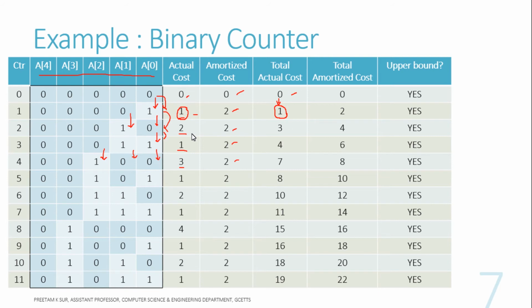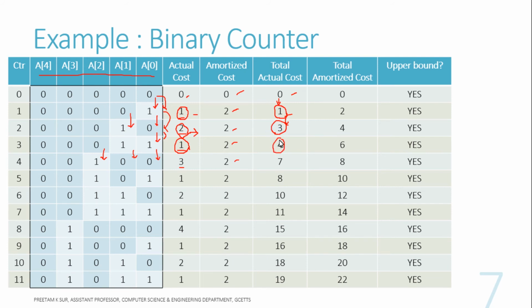In the next operation we have an actual cost of 2, right? Previously we had an actual cost of 1, which will be added to this new actual cost, so the total actual cost after this increment call will be 3, right? Now in the next increment call we have an actual cost of 1, so that will be added to this 3 and we'll have an actual cost of 4.